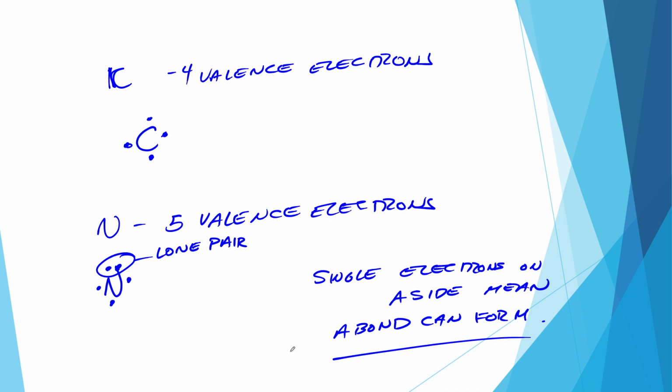And so when we talk about single electrons, this is where we figure out how many bonds an atom can have. And it's usually true. There are some exceptions. We're going to say it's true for this class.